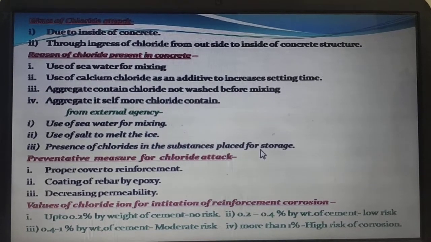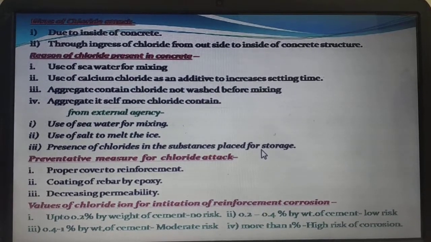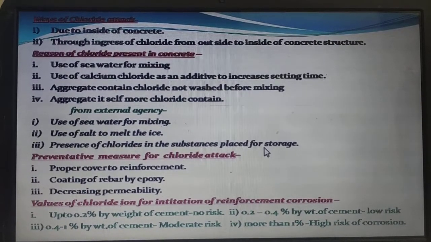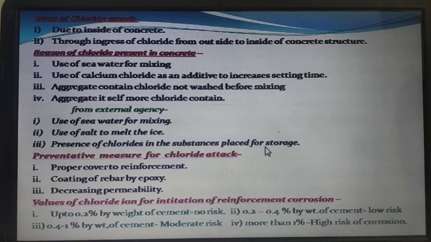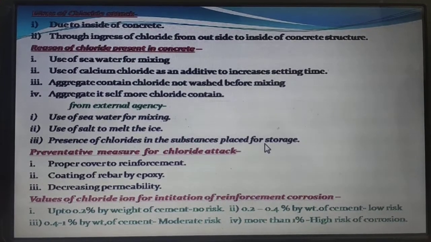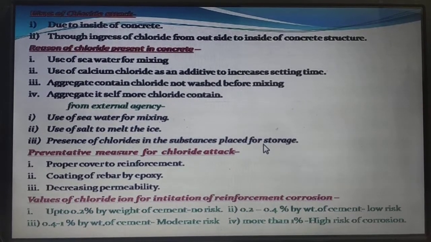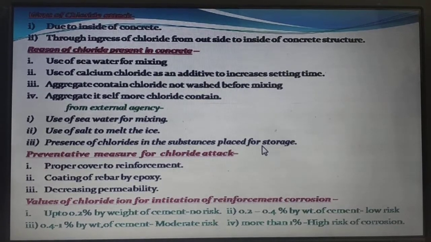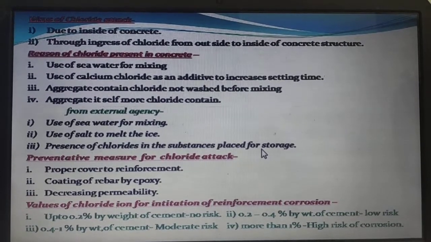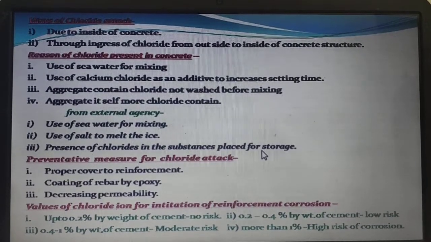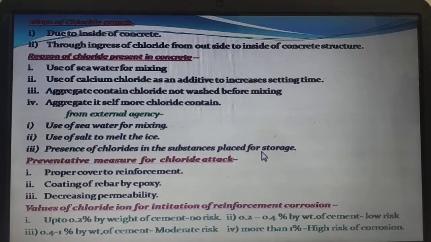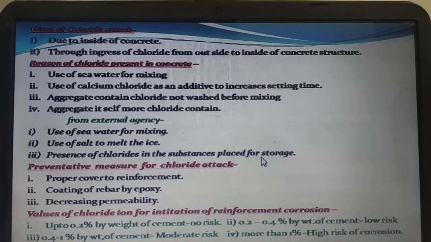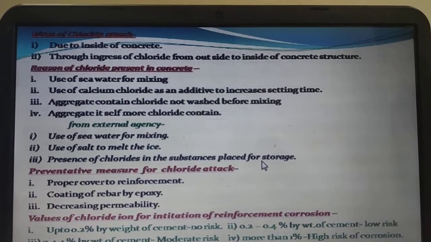Let's see the preventive measures for chloride attack. The first preventive measure is proper cover to the reinforcement. Cover should be well maintained, following the IS requirements given for different exposure conditions, whether mild, severe or extreme, and for different component parts the cover should be different. So we must provide proper cover to the reinforcement.